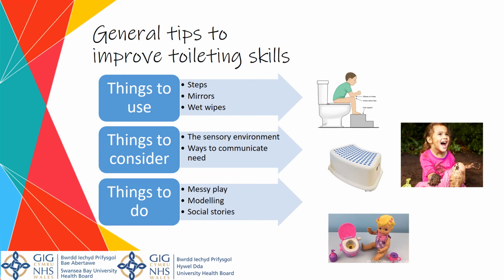It's important to consider the sensory environment, so think about whether you can make the environment more tolerable to a child with sensory sensitivities. For example, you could use towels instead of hand dryers and consider neutral or mild smelling soaps and air fresheners. You can also talk through each step in the toileting sequence to reduce the child's anxiety and give them time to prepare for each step.